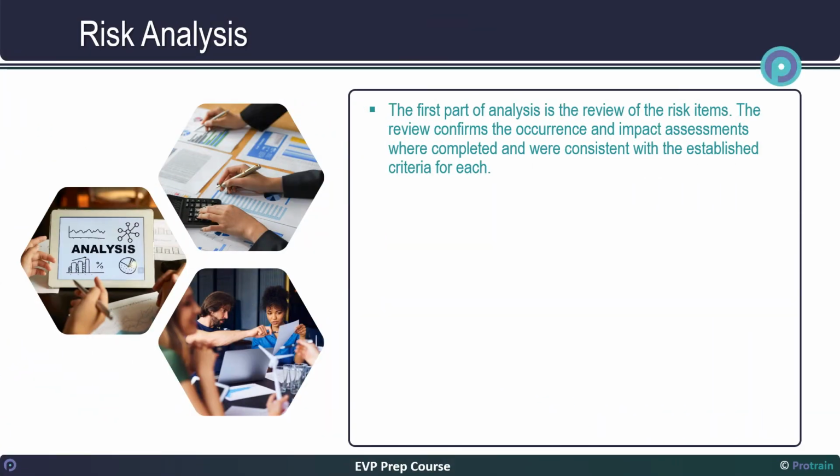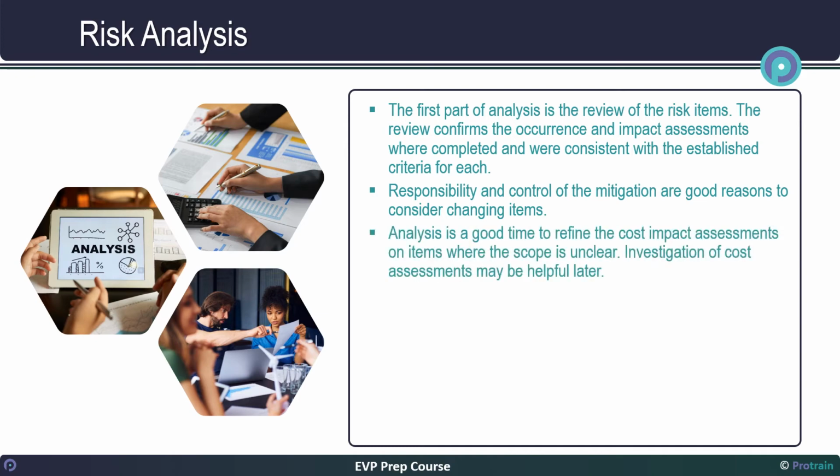Analysis. The first part of analysis is the review of the risk items. The review confirms the occurrence and impact assessments were completed, and were consistent with the established criteria for each. There may be reasons to consider the combining or splitting of risk items. Responsibility and control of the mitigation are good reasons to consider changing items. Analysis is a good time to refine the cost impact assessments on items where the scope is unclear. Investigation of cost assessments may be helpful later.